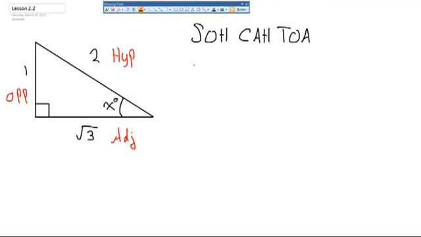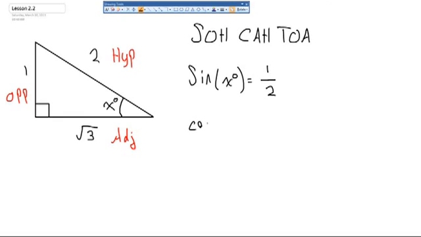So let's start off with sine. I want to find out what the sine of x is. If you want to pause here and give it a shot yourself. Okay, so sine is our opposite side divided by our hypotenuse. So in this case, the sine of x is 1/2. Look at that, nice little answer.